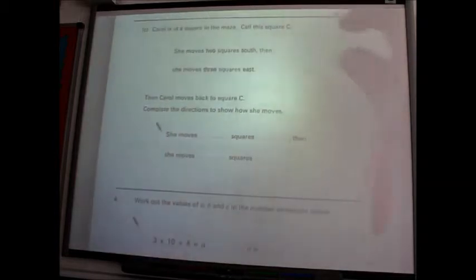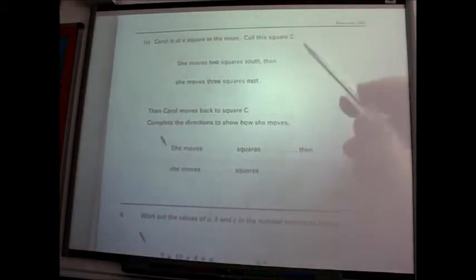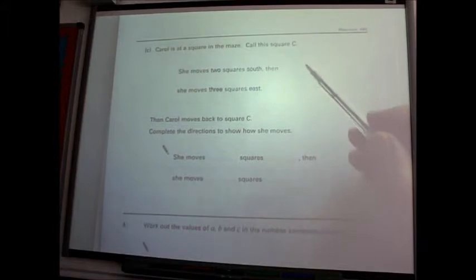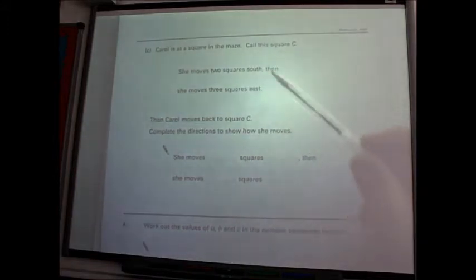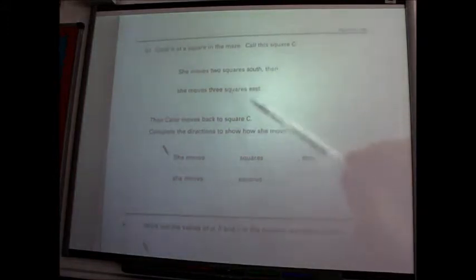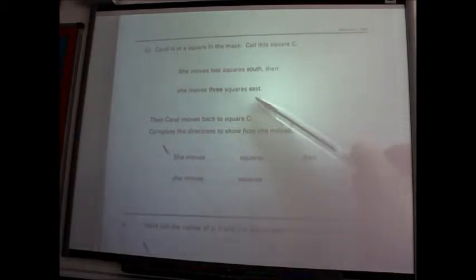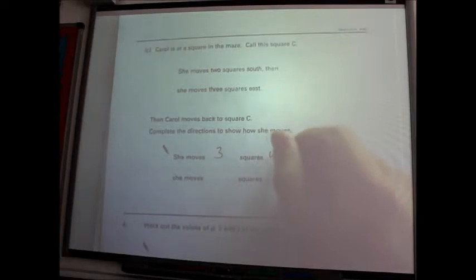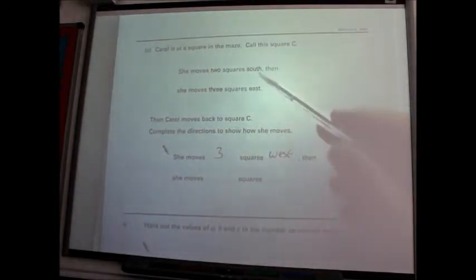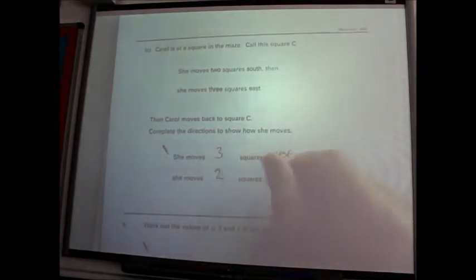Part C on question 3. Carol is at a square in a maze. We don't know where that square is, but we're going to call that square C. She moves 2 squares south, then she moves 3 squares east. How does she get back to where she started? She's got to go back along where she came from. So if she moved 3 squares east, to get back you've got to go 3 squares west. And then if she moved 2 squares south, she's got to move 2 squares north.